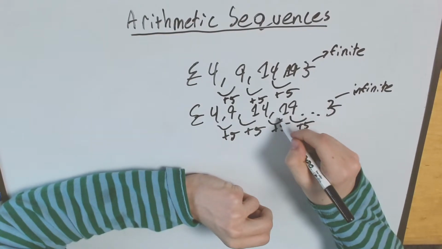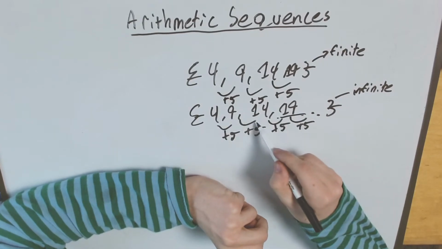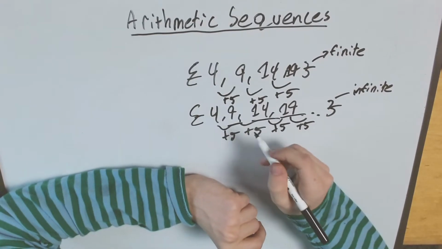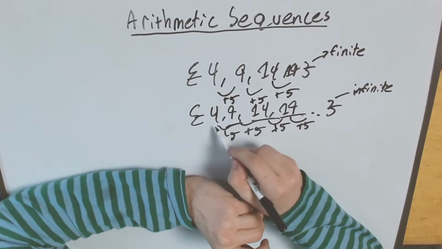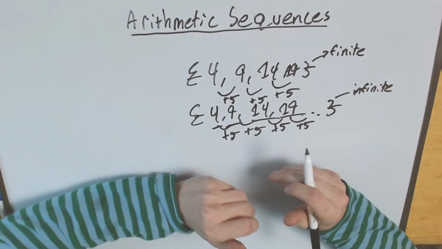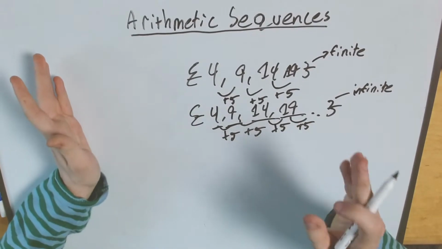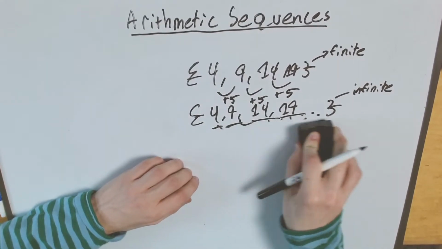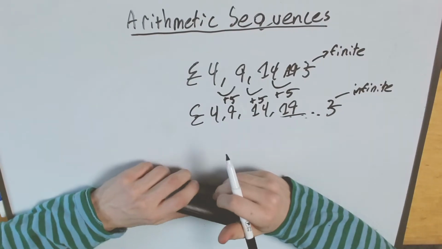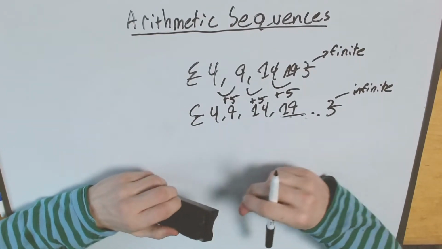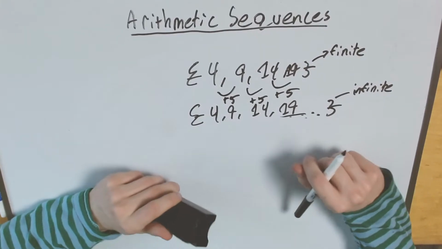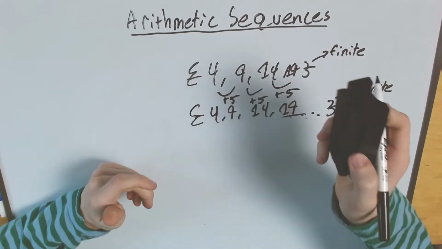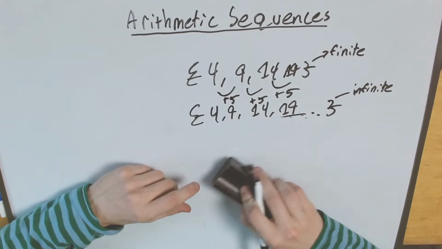If I were to do the fourth term minus the third term, I get 5. If I were to do the third term minus the second term, I get 5. If I were to do the second term minus the first term, I get 5. They all have a common difference between two terms next to each other of 5, right? Because we always add 5. That's what an arithmetic sequence is, right? Where there's a constant relationship between every single term by a certain number, whether you're adding a certain value or subtracting a certain value.